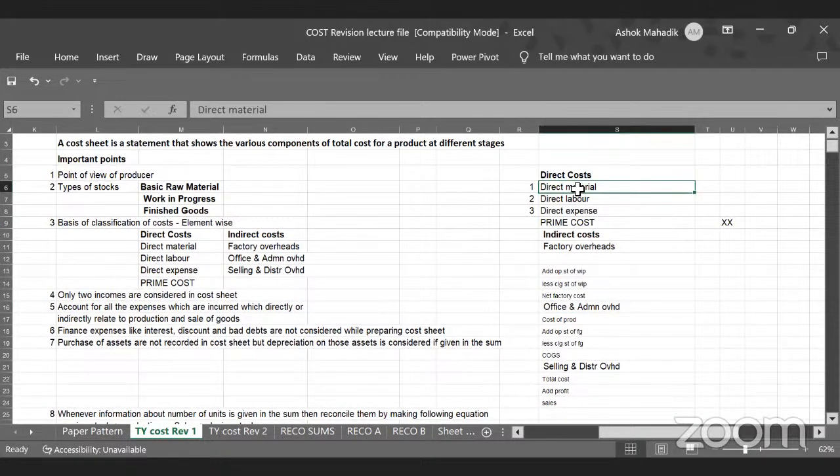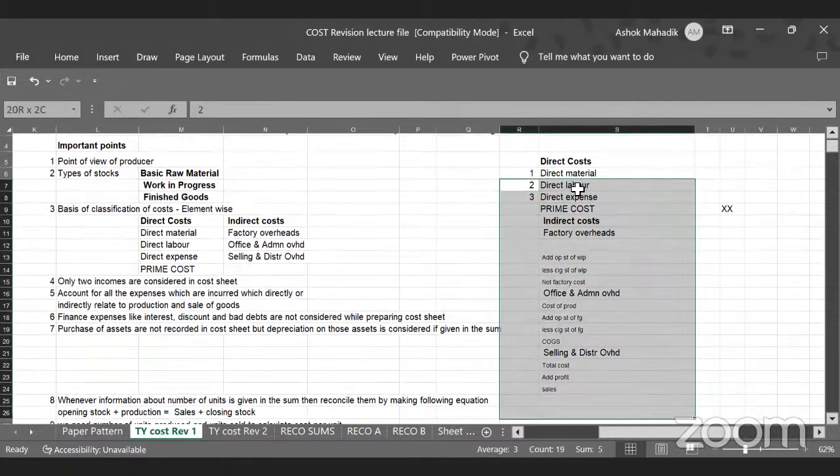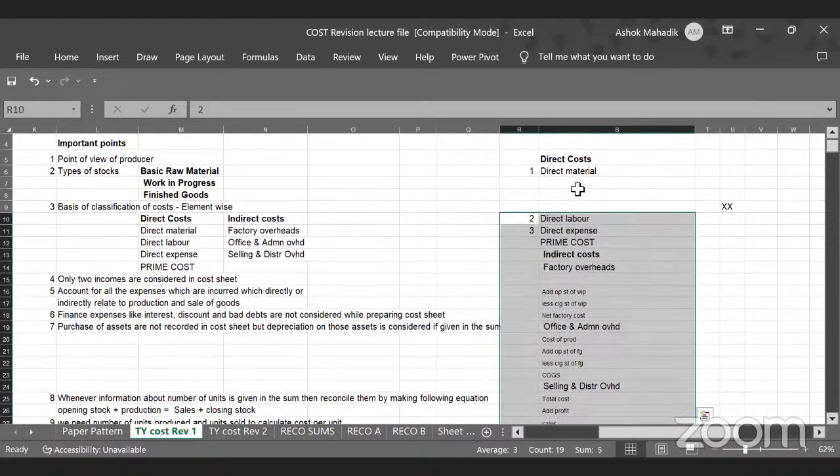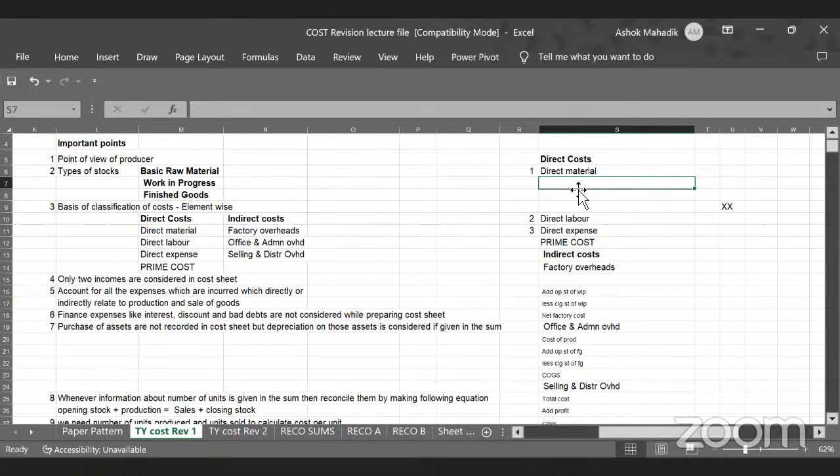Sometimes the direct material amount is not directly given to us. So there we have to use a formula. Under direct material also, they may not give you the amount directly. So there we have to use the formula: opening stock of raw material, add purchase of raw material, less closing stock of raw material.